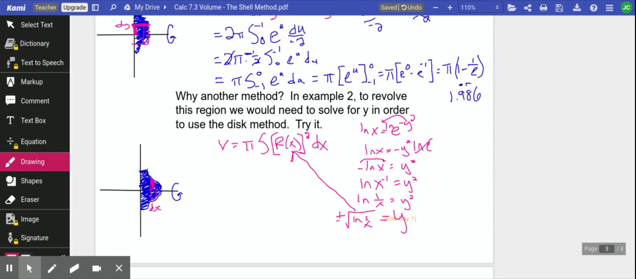And you see that this is just kind of a mess. I mean, it's okay, but then we would have to find the antiderivative of that. So the reason for the shell method is because it's a lot easier sometimes. It depends on the problem, actually. For some problems, it's easier to use the disk method, and for some problems, it's easier to use the shell method. So it's important to have both those tools so that you can use the appropriate one at the appropriate time.